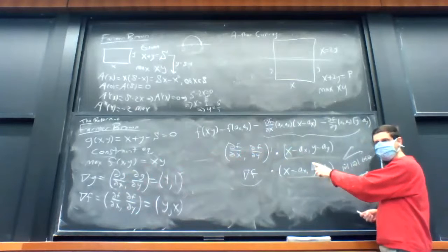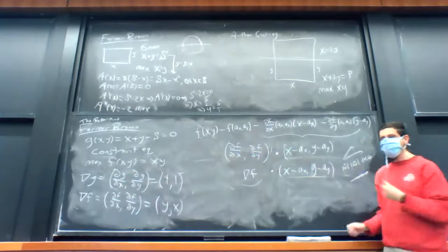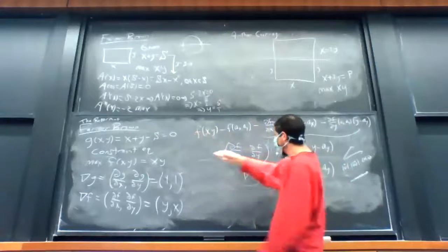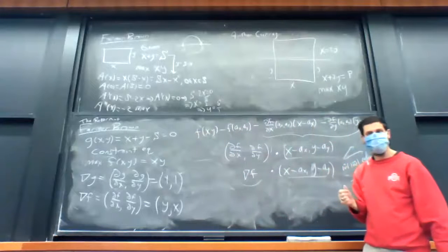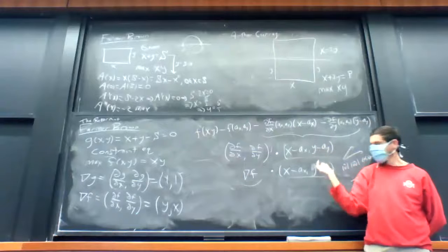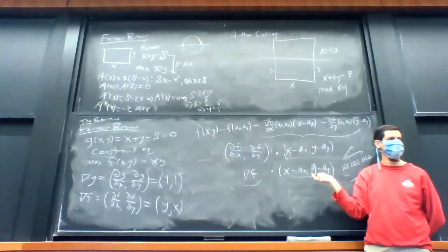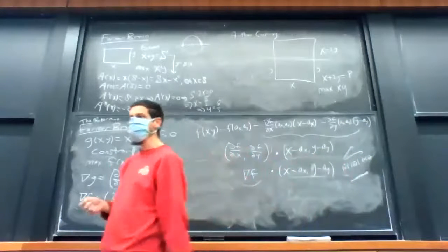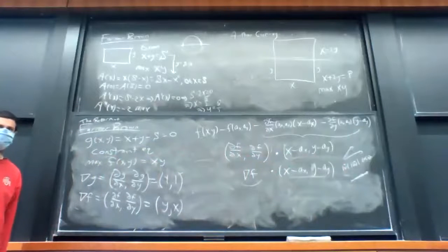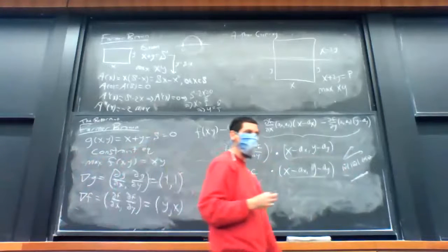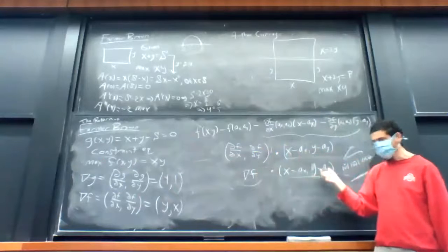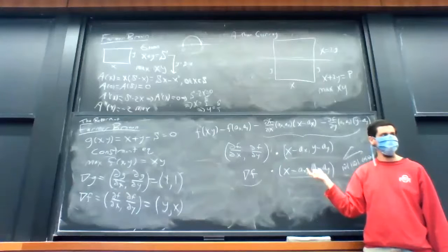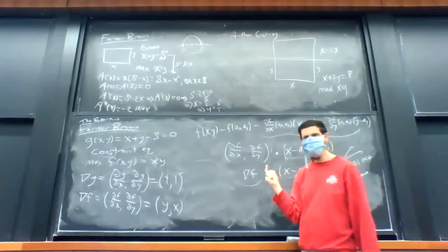How can I find the way to make my function f of x y change the maximum amount possible? Well, f of x y is approximately this. This piece is constant. So I want this dot product to be as large as possible. What direction should I take my change? How can I make the change as large as possible? Which direction should I go? This has a gradient of f dotted with it. How can I make the dot product as large as possible? What direction do I choose for it? The gradient of f.